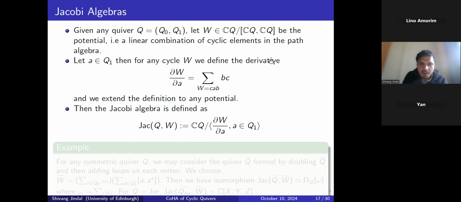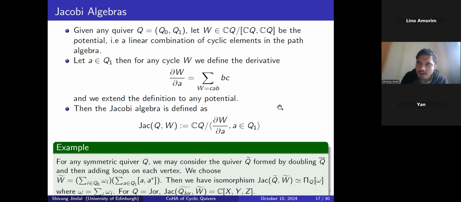For any symmetric quiver, there is a general recipe. We start with a quiver. You do doubling, so you add an arrow in the opposite direction, and then for every vertex you add a loop. Let's call these loops omega i, and the arrow in the opposite direction A star. Then the potential is defined in this way.